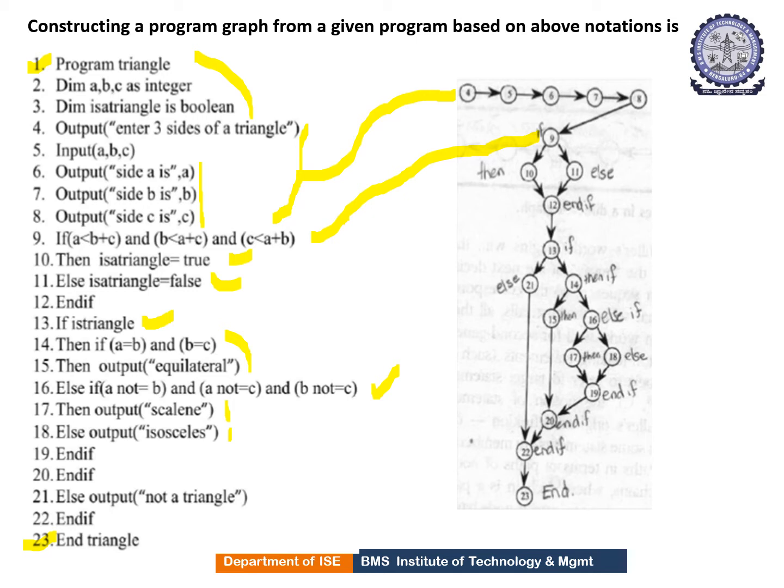Now suppose we can form a triangle. At line number 13, if we can form a triangle, then we get into a nested if, where we check different conditions: whether we can form an equilateral triangle, or a scalene triangle, or an isosceles triangle, or we cannot form a triangle at all. Then we end the program at line number 23.